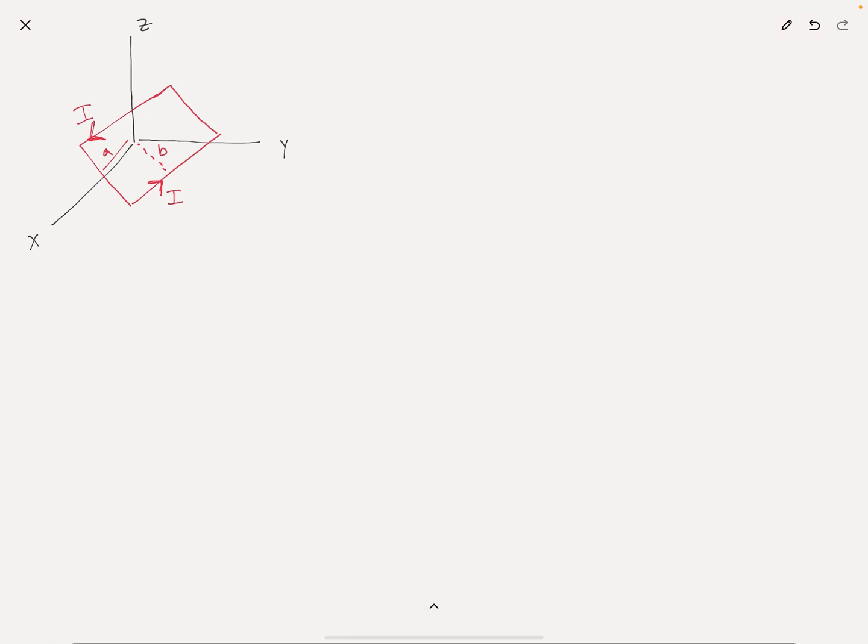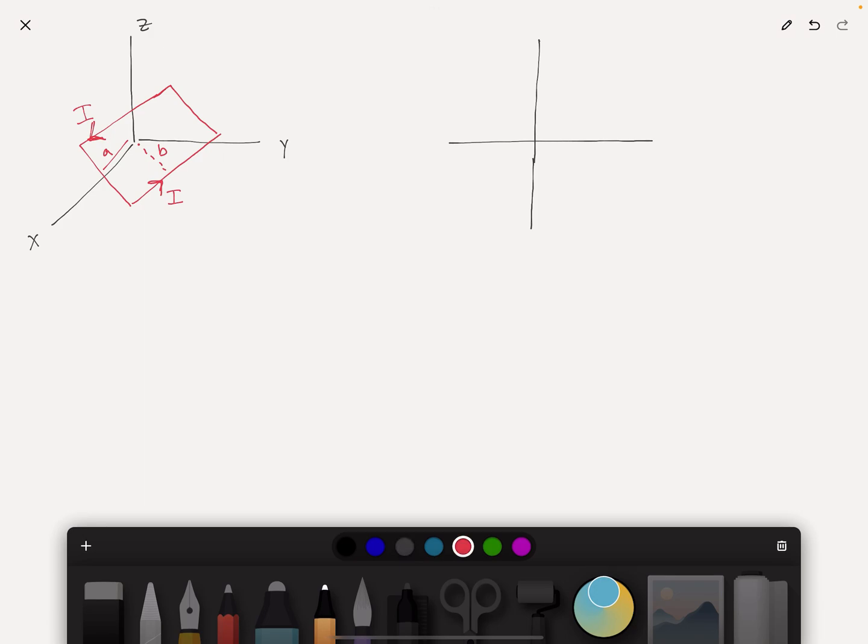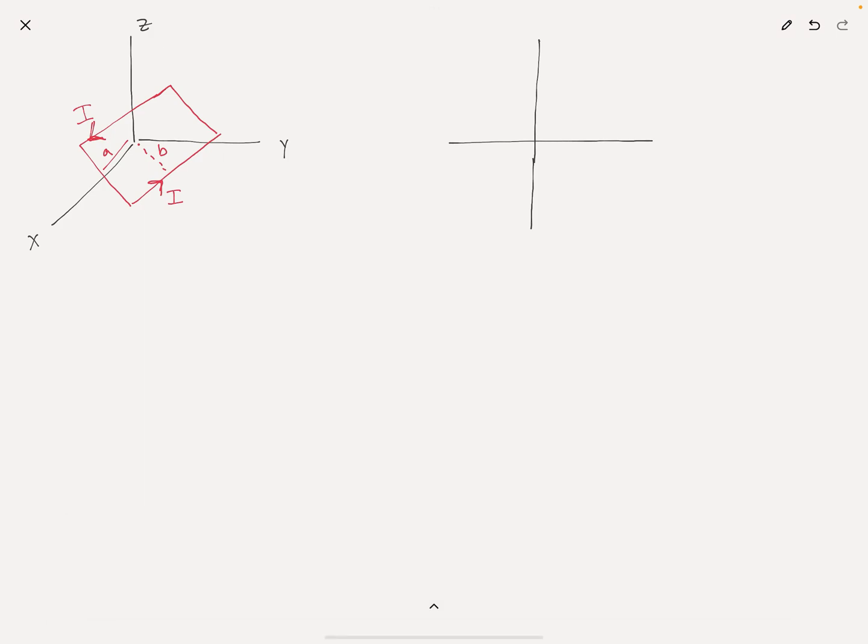I'm going to draw it again from the side because I think that's probably a little easier to describe. But we need that third dimension there. So I have this loop. It's tilted like this.